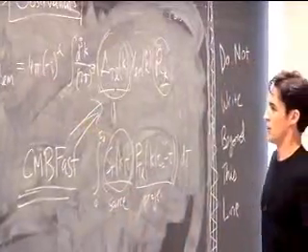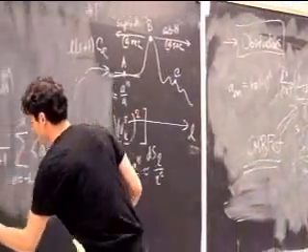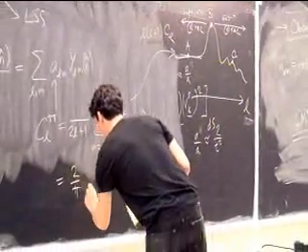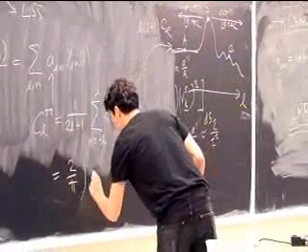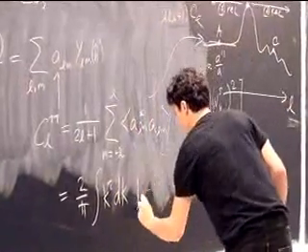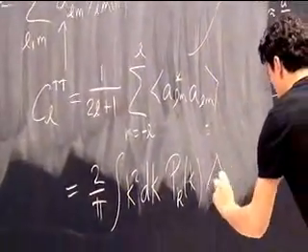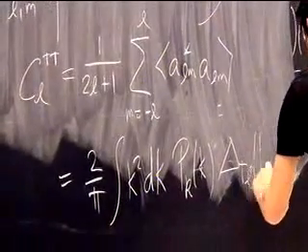But you can take this expression now and plug it in here, and then get, again, some pi factor, now an integral over k, the power spectrum of R, and then two of these transfer functions.